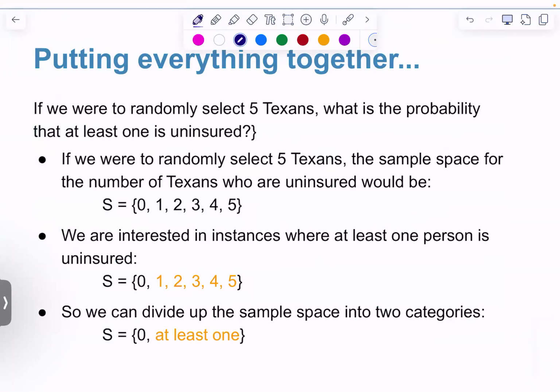There's a little trick I want to show you, and it's going to make our lives quite a bit easier later in chapter 4. And so that's why I want to introduce it here. But if we consider the scenario where we randomly select 5 Texans now, what's the probability that at least one is uninsured?